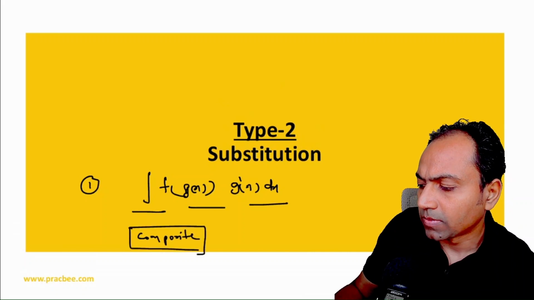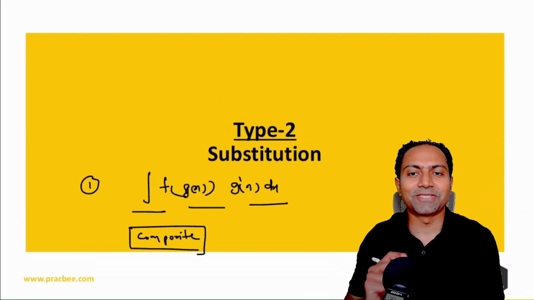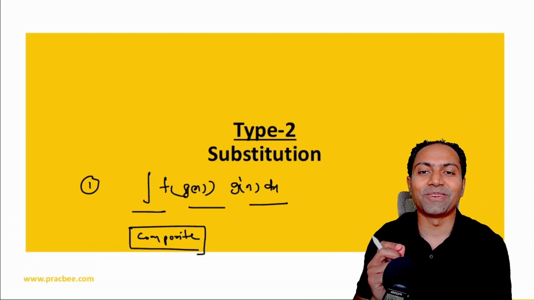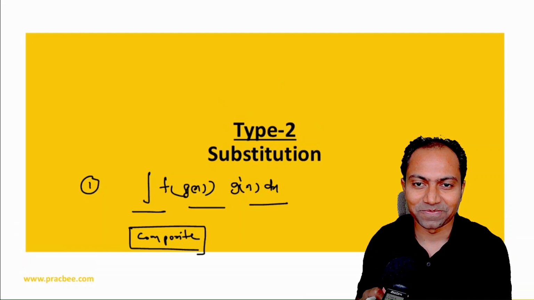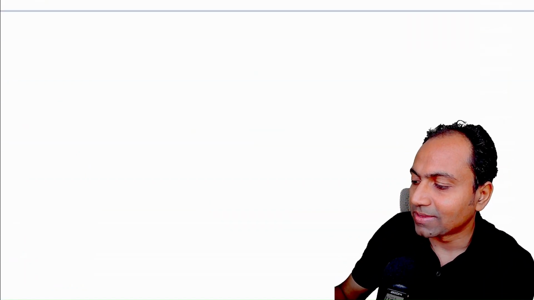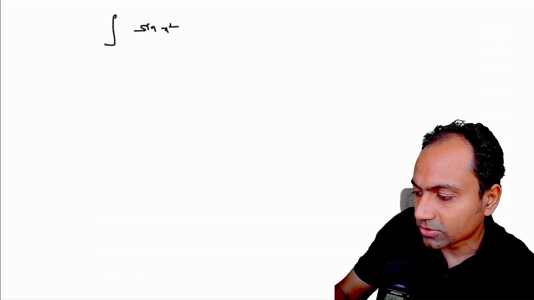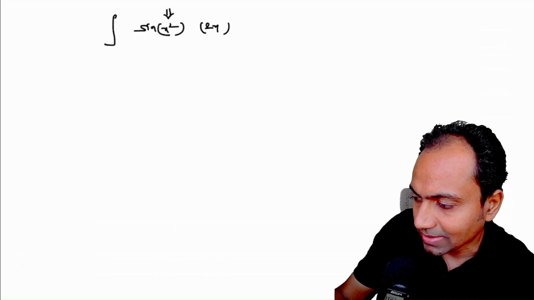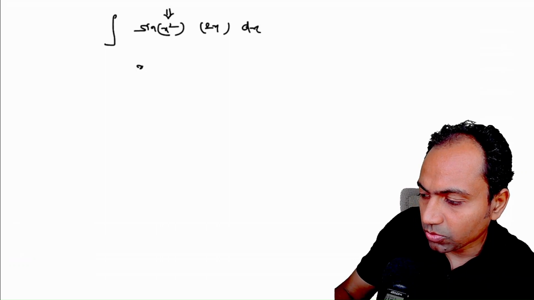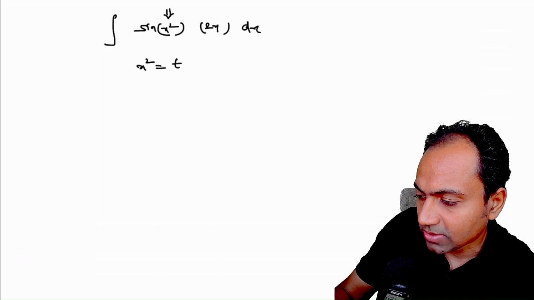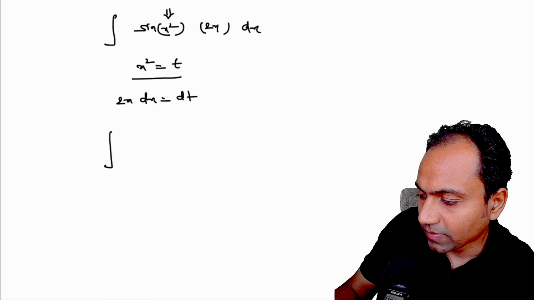You can understand it like this: the role that the chain rule used to play earlier in differentiation, the same role substitution is going to play in this case. Now the idea is very simple. Let us say you have been given sine of x square and then the differentiation of whatever function is inside this. So what we are going to do is put this x square as t. Then this will become 2x dx is equal to dt. Resubstitute the values, so this becomes sine t dt.